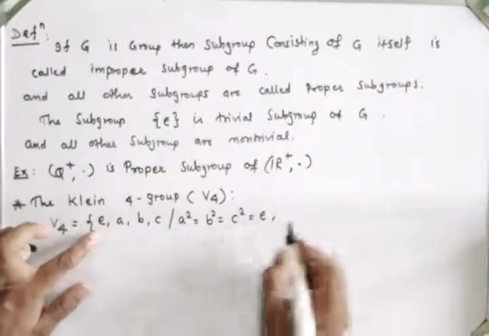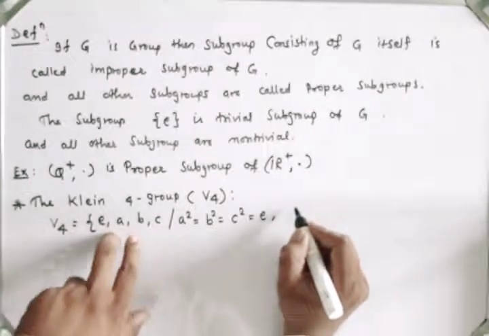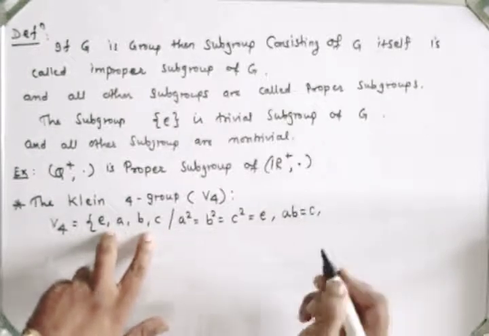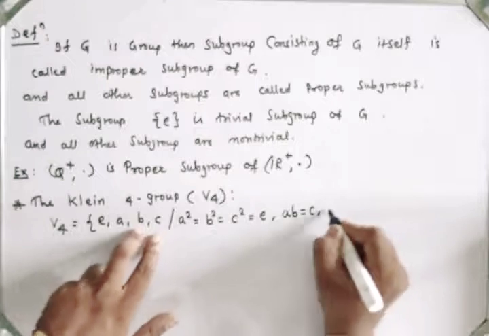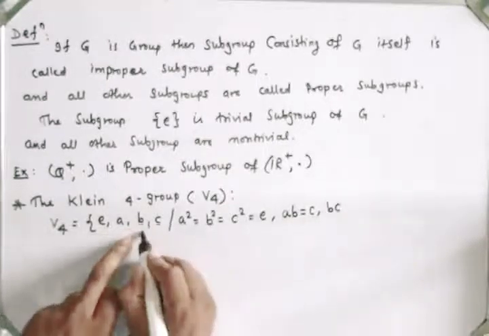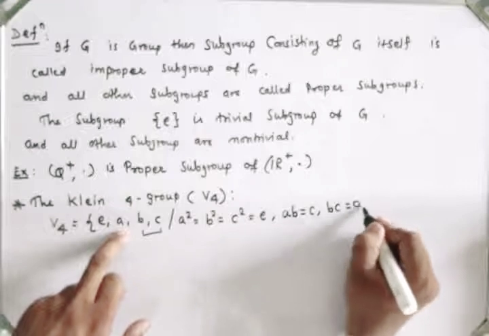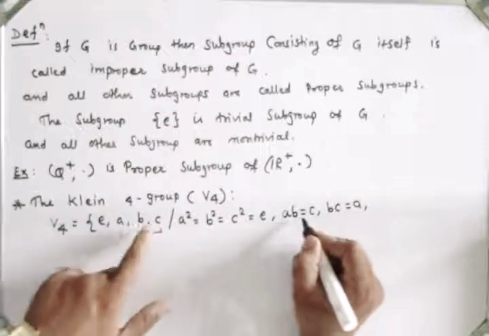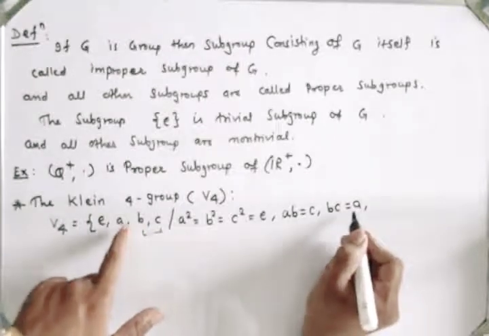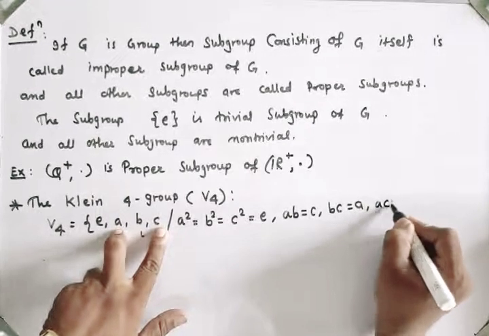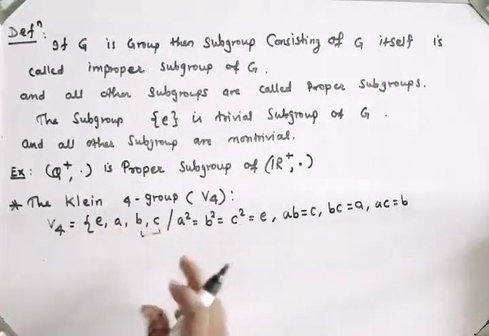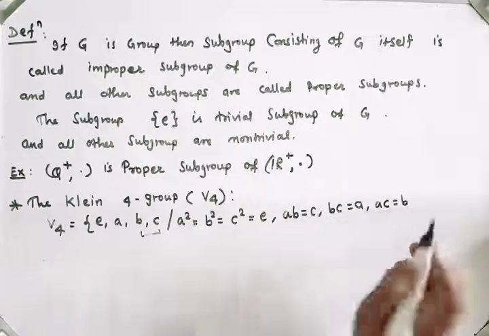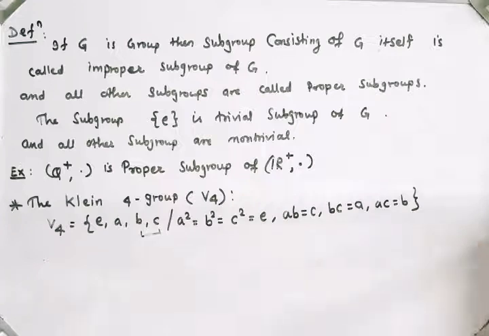And multiplication of any two elements is the third element. So A into B is equal to C, B into C is equal to A, and A into C is B. Same as B into A is equal to C, C into B is equal to A, C into A is equal to B. So this is the property for Klein 4 group.